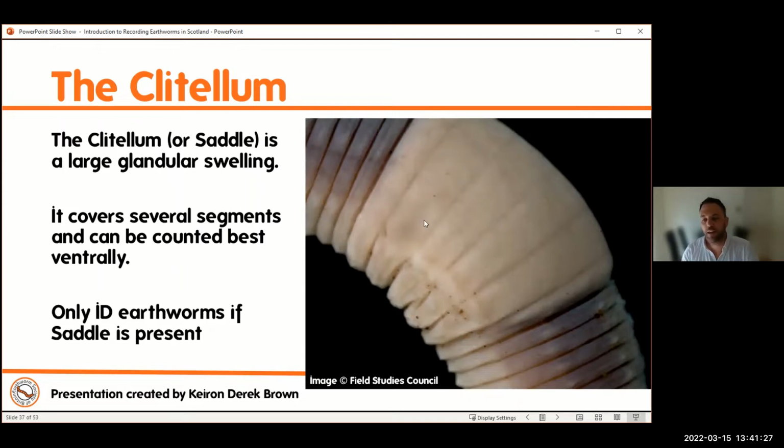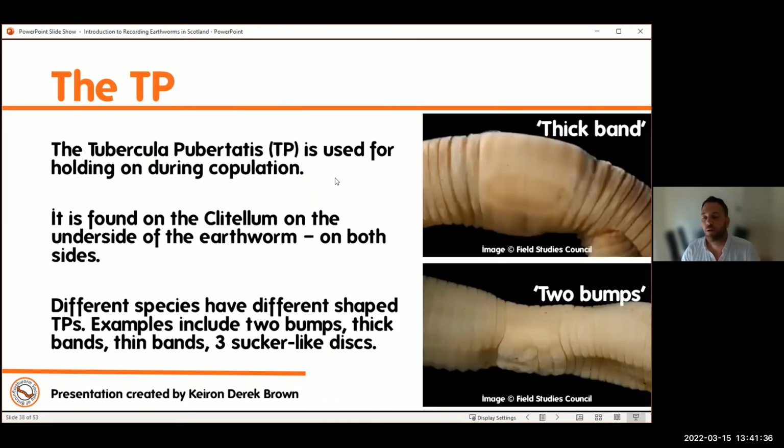Now on the clitellum, there's a feature called the TP. On this one here, it's this scar-like thing here. And it can be all sorts of different shapes. It's the key feature when identifying earthworms. It's that feature that is a little bit different usually on most species. So we're looking at the shape.